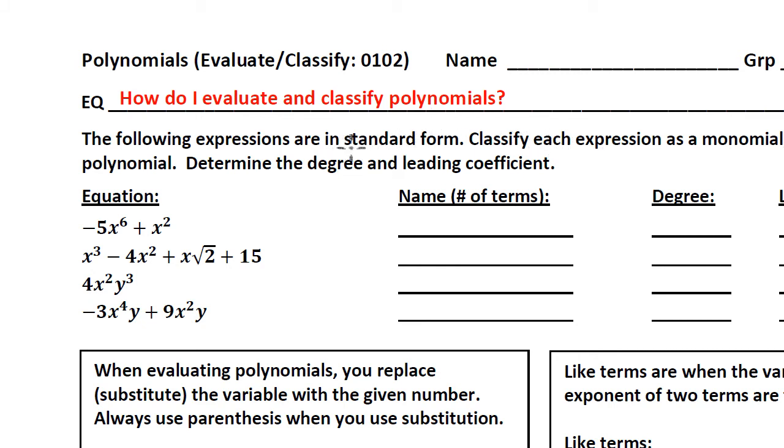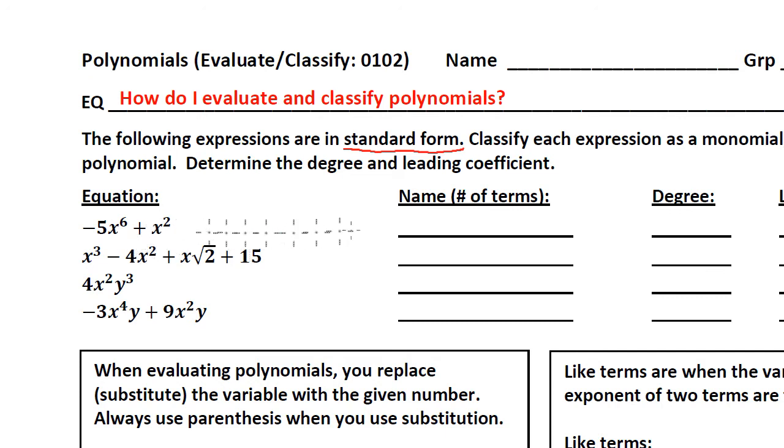Remember, when we're talking about standard form, we're talking about taking the polynomial expression and putting it in order from the highest exponent to the lowest, and then if there's a number that doesn't have a variable on it, that is called the constant, and that goes on the end. So hopefully you're understanding these terms. Coefficient is a number that is at the front of a monomial. And so let's talk about the first one, negative 5x to the 6th plus x squared.